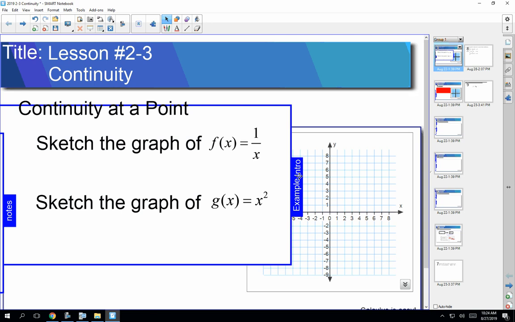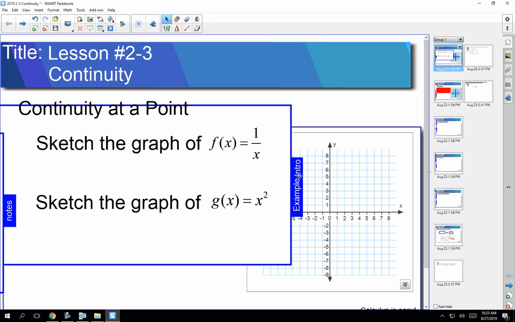It's got a vertical asymptote there. So we call that a point of discontinuity. We call that a vertical discontinuity or something along those lines. Whereas the graph of g of x equals x squared, if you think about the graph of that, it's continuous everywhere over the real numbers, right? There's no place where it is not defined on the real numbers for g of x equals x squared.